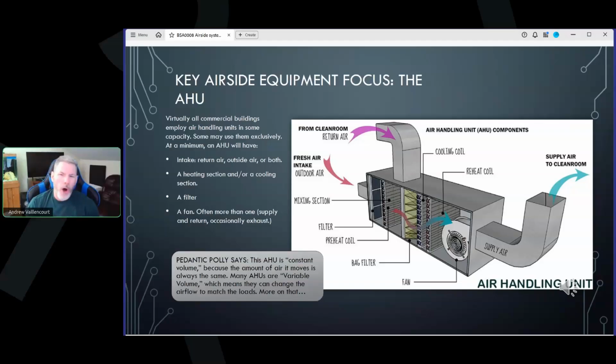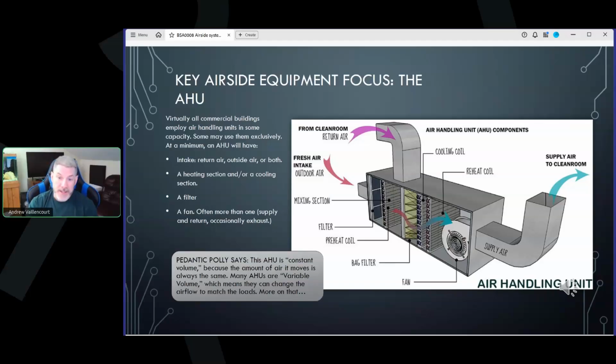If it gets all of its air from the space with no outside air, it is a recirculating unit. If it does a little bit of both, it's just an air handler, because most of them will do a little bit of both. You have to bring in fresh air. It's a law. So you're going to have return air, outside air, and/or both on every air handler. You're going to have a heating section and/or a cooling section, because there's no reason to have this thing if you're not going to condition the air.